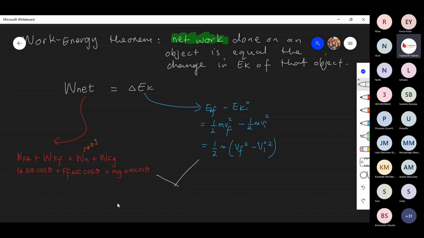So we can now calculate our work energy theorem using our applied force, if there is, times displacement times cos of theta, plus our frictional force times displacement times cos of theta, plus our mass times our gravity times displacement times cos of theta, and if there are any other forces involved, which is then equal to a half mass times Vf squared minus Vi squared. So that is basically our work energy theorem.